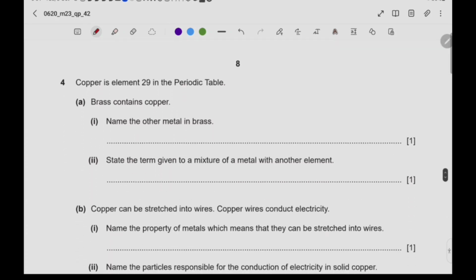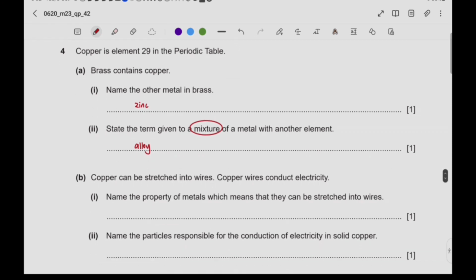So let's see, metal in brass. Brass contains zinc and copper. This one I can't really help you, you have to memorize. Mixture is always alloy. Alloy is actually a mixture, and a lot of students don't know that. What is the difference between mixture and compound? Compound is when you must have a chemical reaction, where you have loss of electrons and gain of electrons. But mixture, no need. You just apply high heat, melt them together and combine.